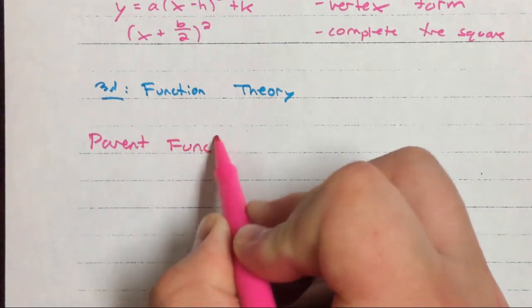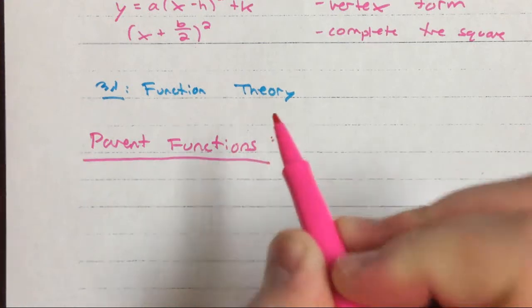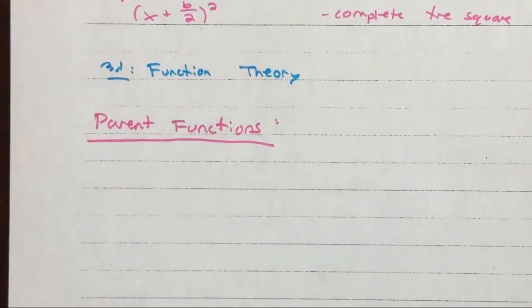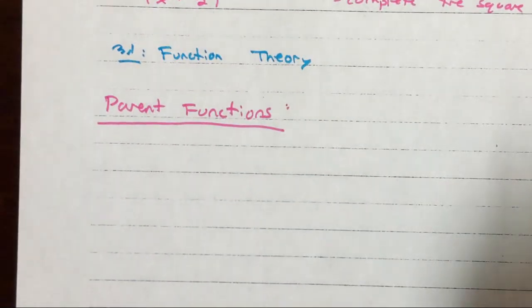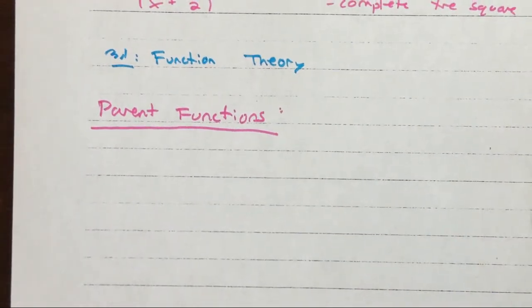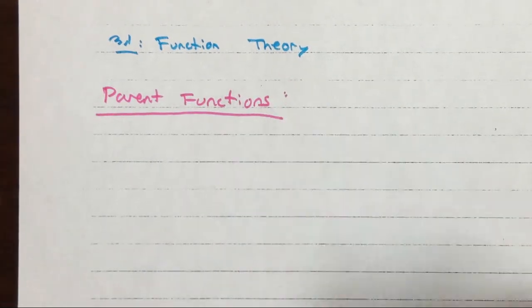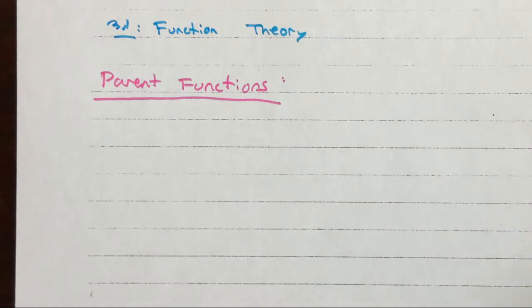I kind of threw this word at you last week when we talked about the parabola, but the parent functions are the templates, the most basic version that all other functions come from. We're going to look at 6 different types of functions right now that we work with in the class. The following pictures we're going to draw are pictures that you need to have memorized.